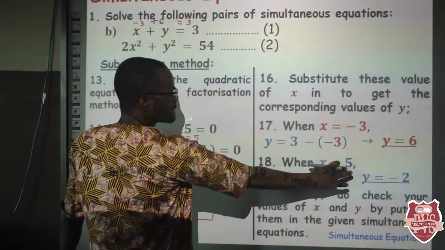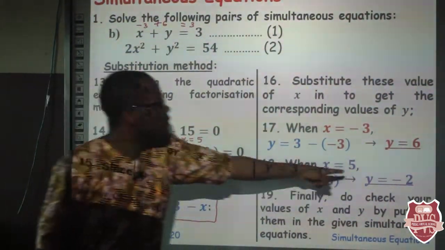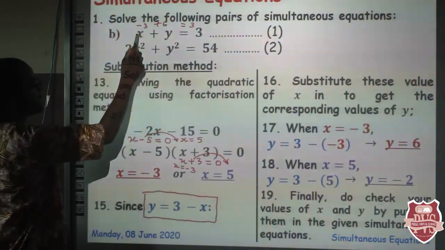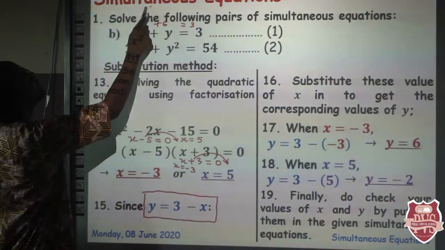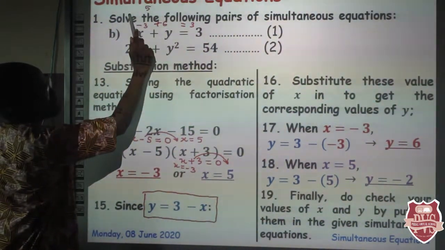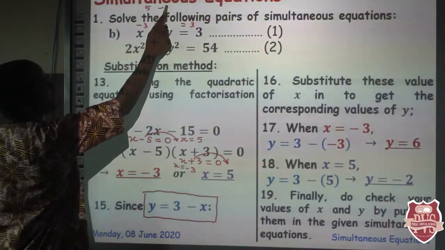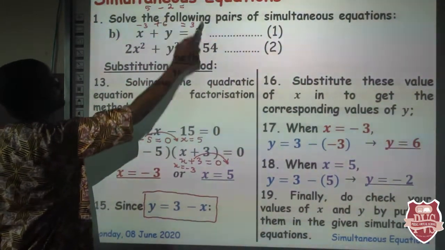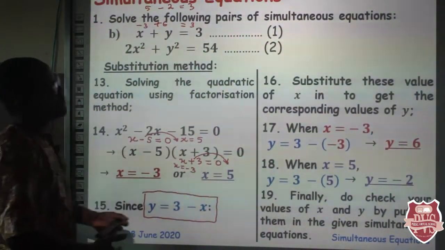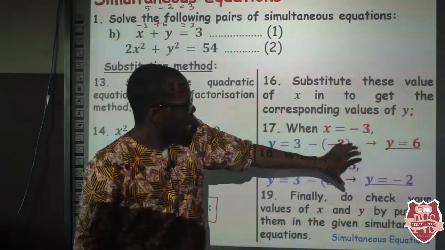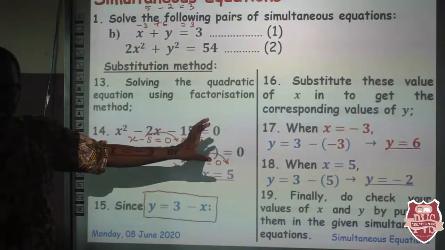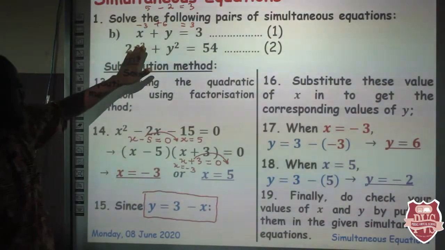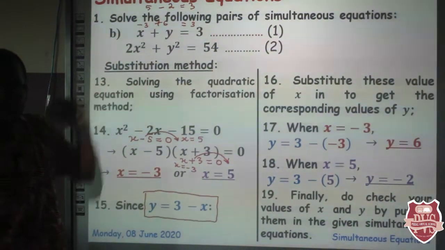Now let's also try the second set of values. When x is 5, y is minus 2. 5 minus 2 gives you 3. So these values of x and y are indeed the correct values. As you can see, we've just shown that they satisfy the first equation.